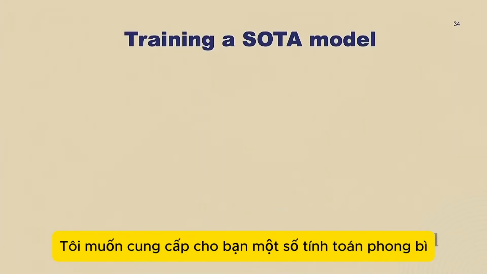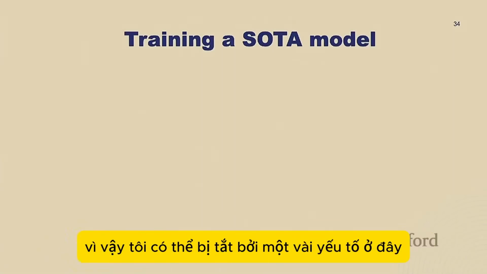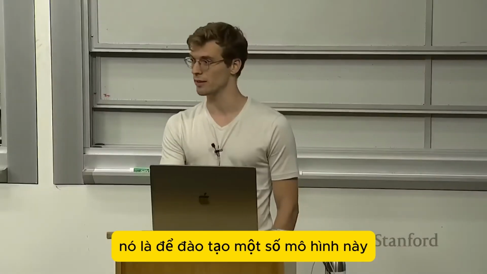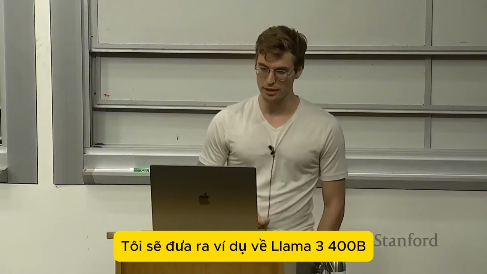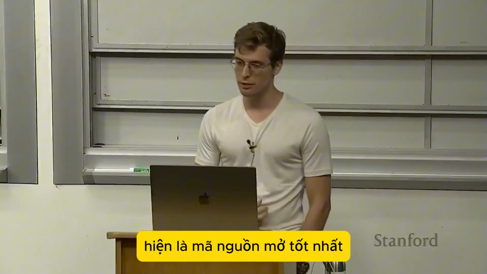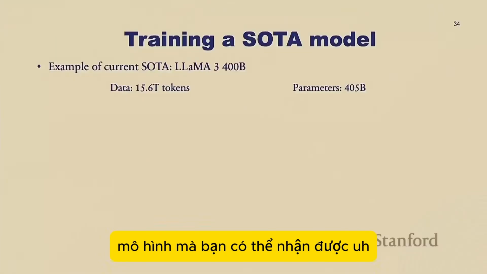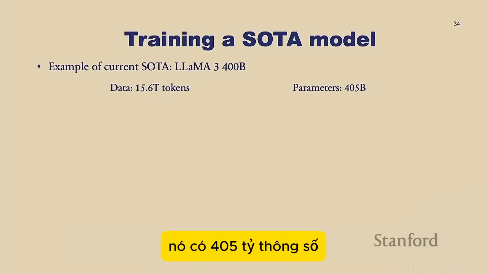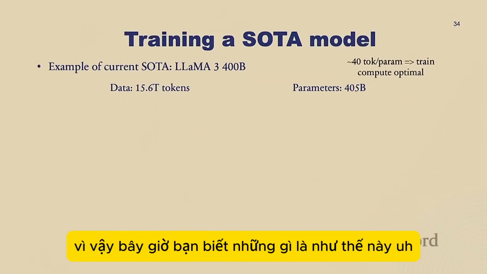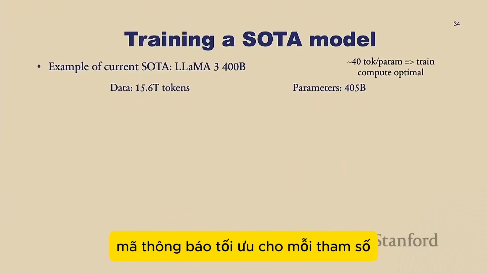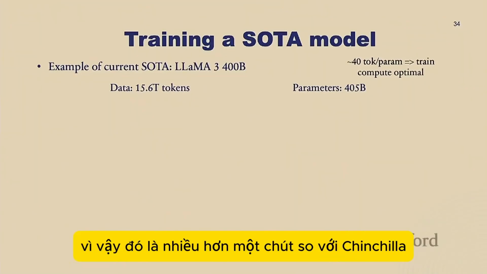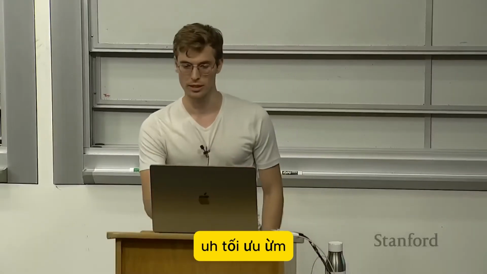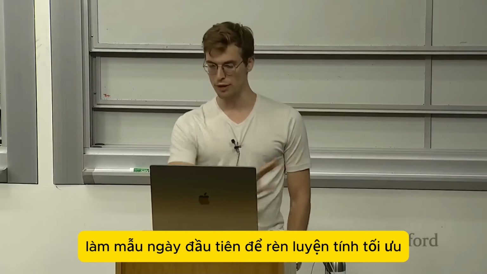Okay, I want to give you some back of the envelope computation. I might be off by a few factors here, but I just want to give you a sense of how costly it is to train some of these models. I'll give as an example Llama 3 400B, which is currently the best open source model that you can get. It was trained on 15.6 trillion tokens. It has 405 billion parameters. So just so you know, this optimal tokens per parameter ratio is around 40. That's a little bit more than Chinchilla, but less than this inference optimal model. So they went for training optimality.